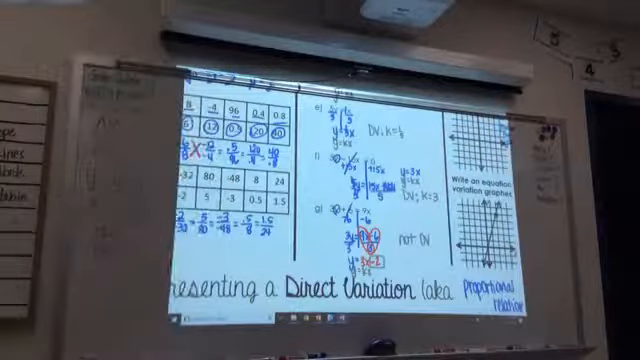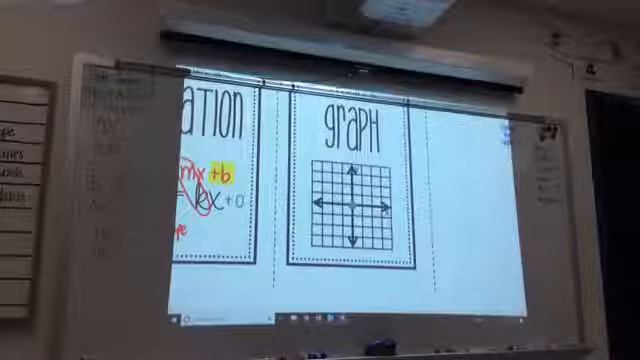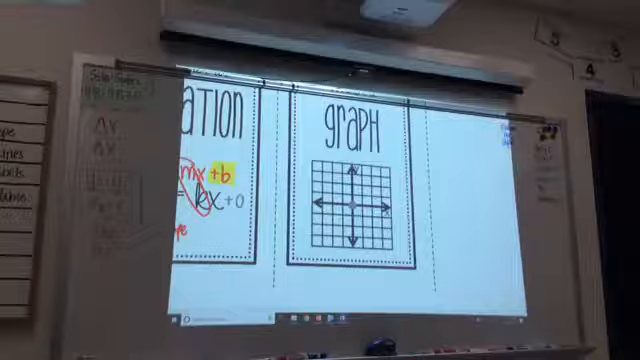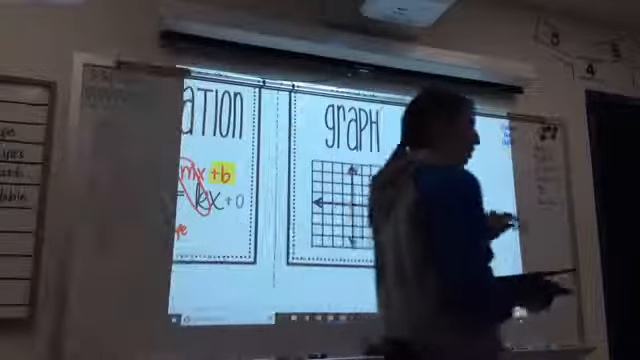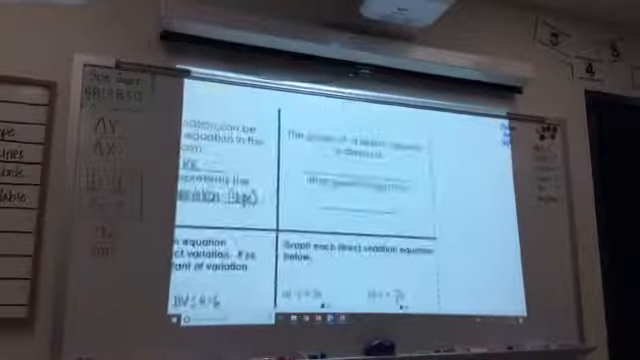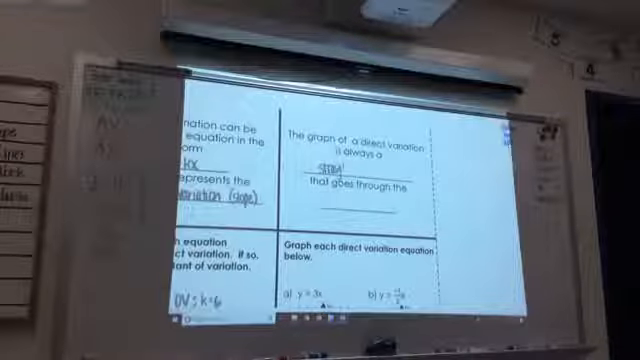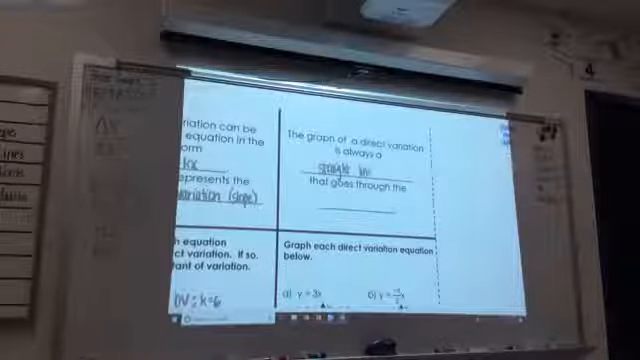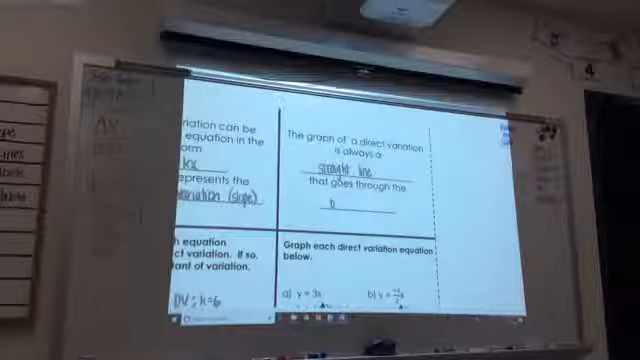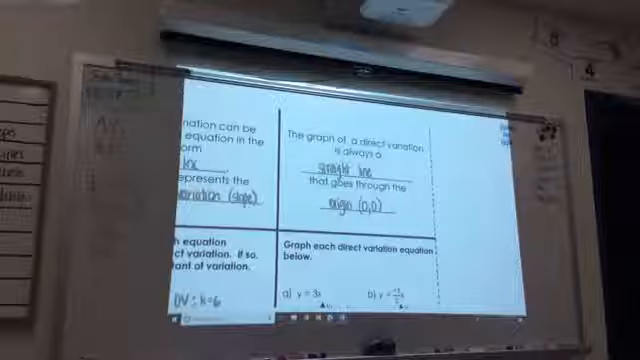Okay, now let's do this quickly. We're nearly done. Ready? We've already talked about graphs of direct variations. Where do they go through? The origin. If they don't go through the origin, are they direct variation? No. So the graph of a direct variation is always a straight line that goes through the origin. What ordered pair is the origin? Say with confidence. 0, 0.